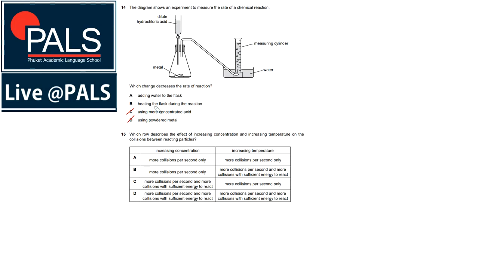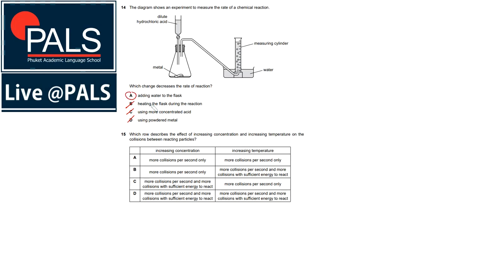Heating the flask during the reaction, adding heat, increases the rate of reaction. Temperature increase causes the rate of reaction to increase because particles move faster, and therefore there will be more frequent collisions. Additionally, when we increase the temperature, the particles have more kinetic energy. That means the collisions are more energetic, and there's a greater fraction of successful collisions as well. So temperature will increase the rate of reaction too.